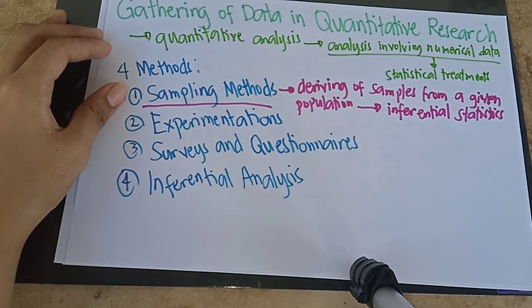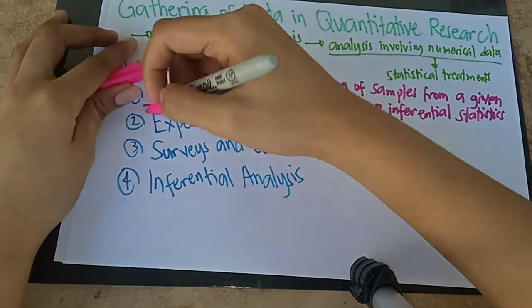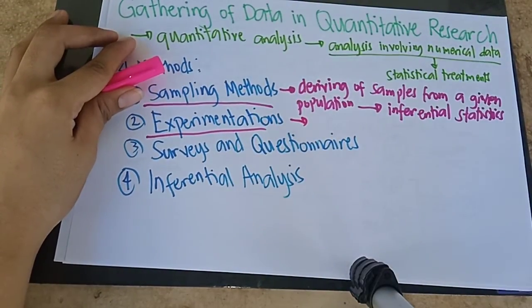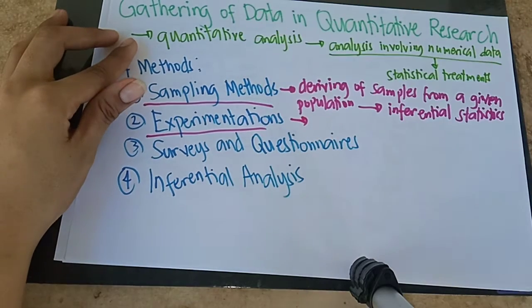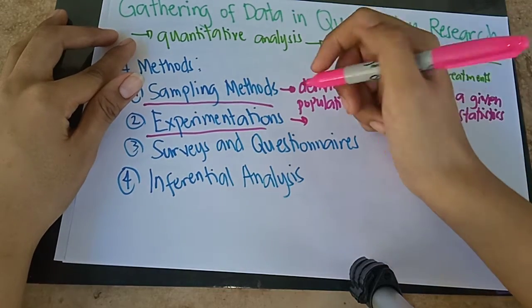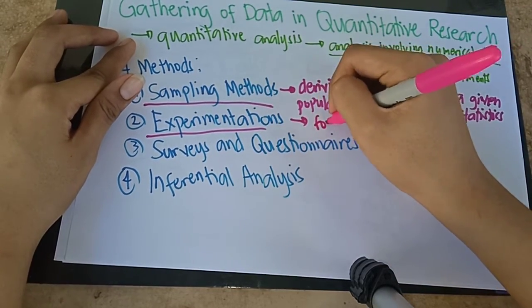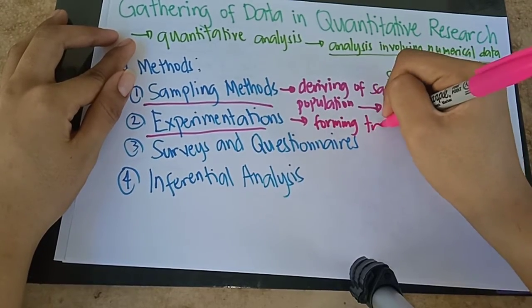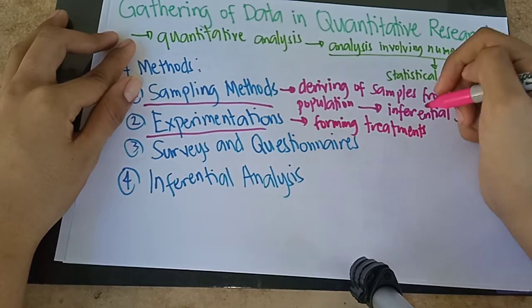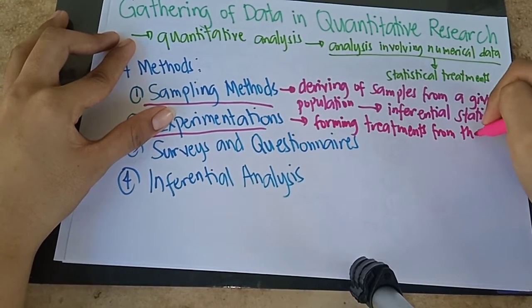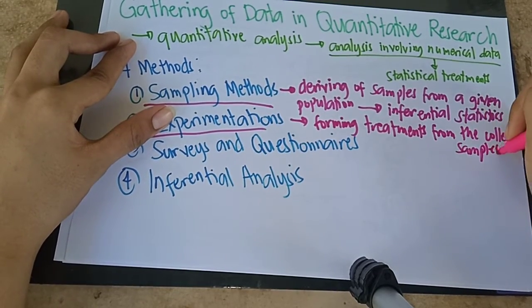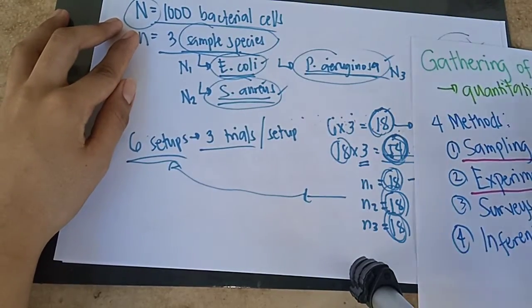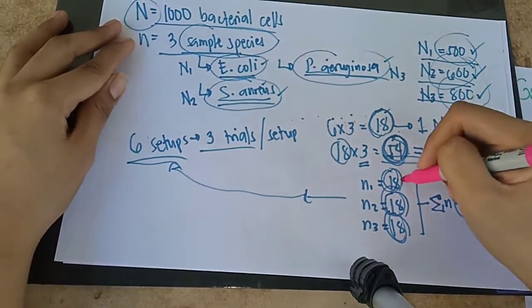So, we have experimentations. In experimentations, we are linking sampling methods with experimentations. How do we define experimentations? Experimentations are the process in which we form treatments, forming treatments from the collected samples. In our example here, we use sampling methods in which we obtain the following samples.